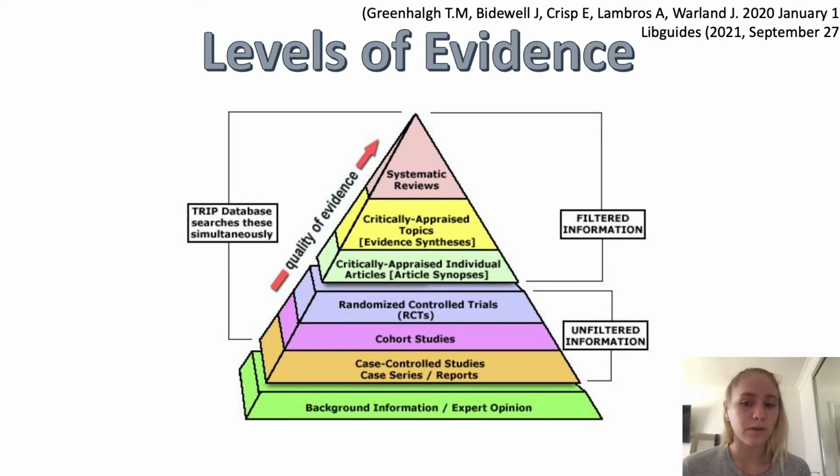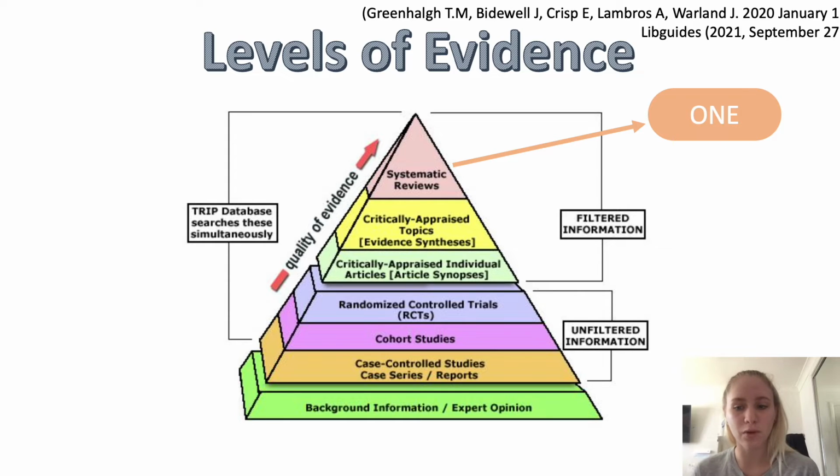There are 7 levels of evidence. The levels of evidence help find unbiased research. Here we have it structured into a pyramid, with the top being the best evidence and the bottom being the least effective evidence. Level 1 being a systematic review or meta-analysis of all relevant RCTs.